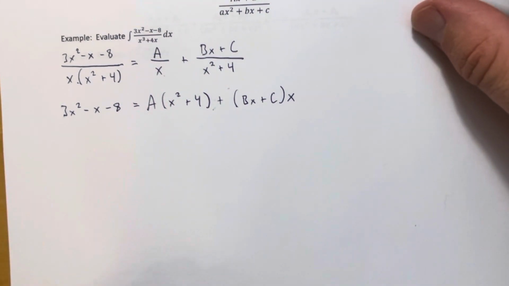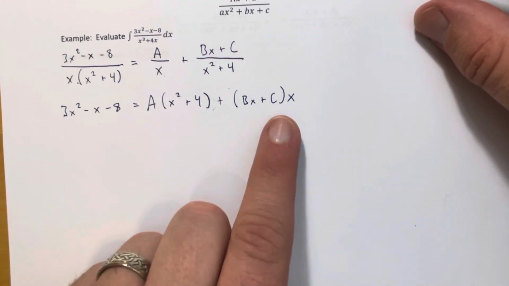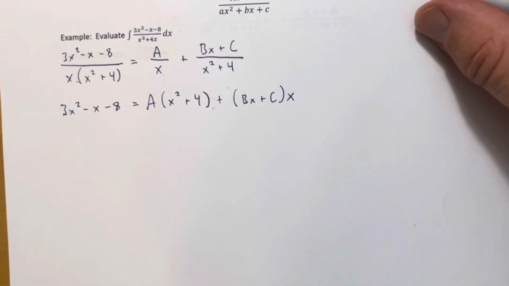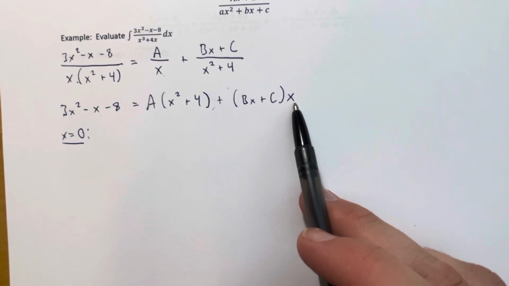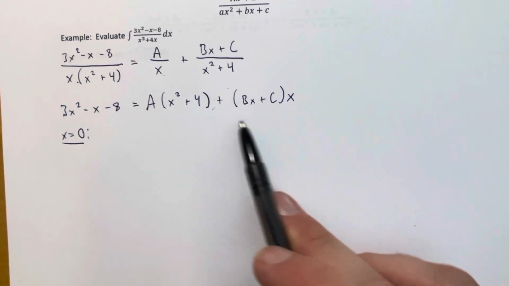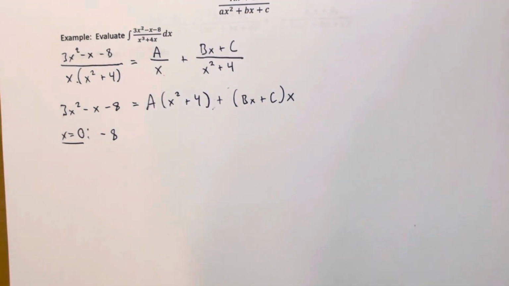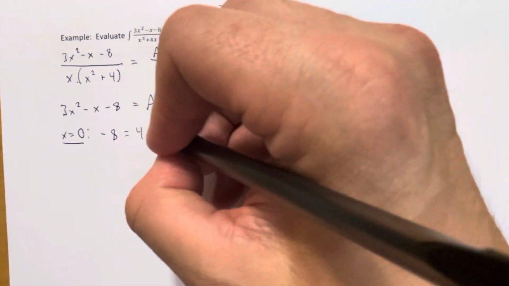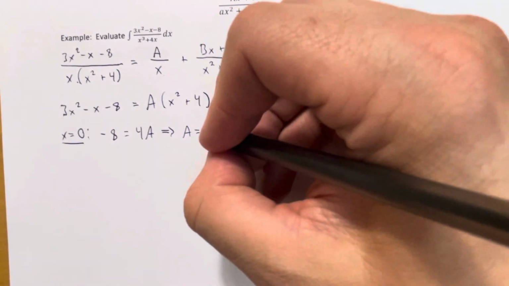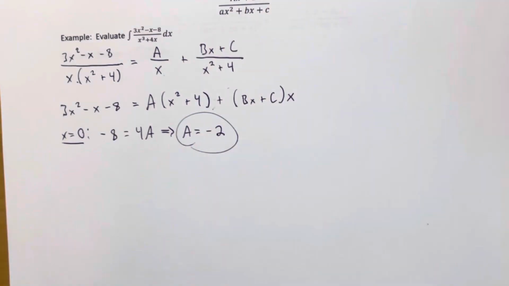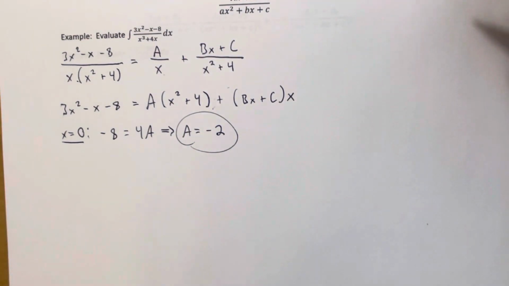So with that, let's keep plugging away. What is a convenient number that I could plug in here to eliminate some of this stuff? I think x equals 0 is a good starting point. That's because this x here, when I plug a 0 into it, will zero out this entire thing. It gets rid of the b and the c simultaneously, which is really nice. If I plug a 0 in over here, I'm left with my constant term, -8. Over here, 0 squared plus 4 is just 4. So I get 4a. This would mean that a is equal to -2. So that's pretty nice. We got a solution for that.